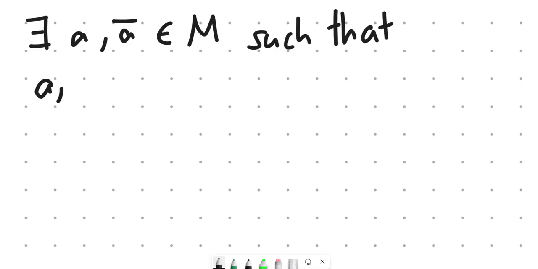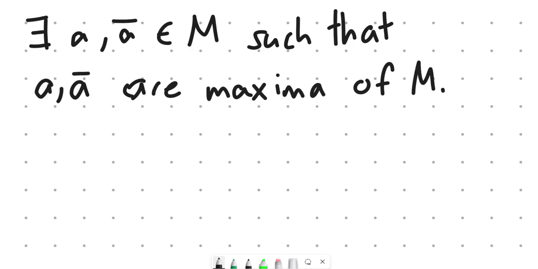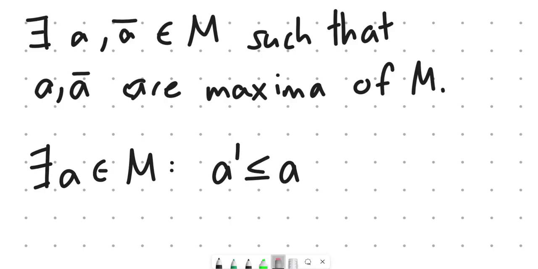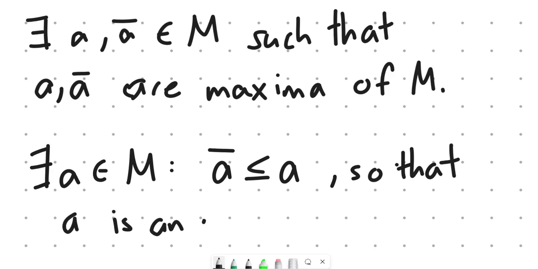To prove this formula, let's say there exists an A and an A dash in M such that A and A dash are maxima of M. So if A is a maximum of M, then there exists an A which is an element of M such that A is always bigger or equal to A dash, so that A is an upper bound to A dash.